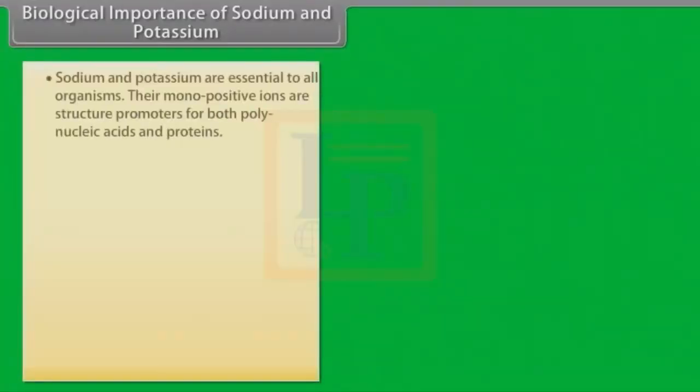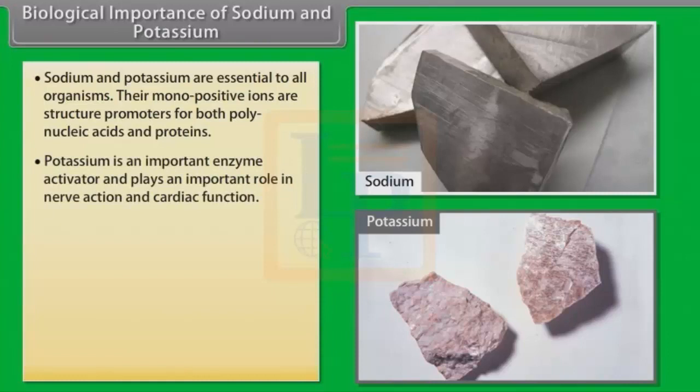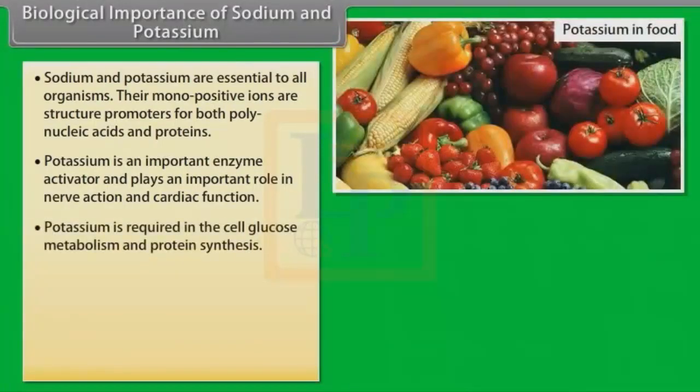Biological importance of sodium and potassium. Sodium and potassium are essential to all organisms. Their monopositive ions are structure promoters for both polynucleic acids and proteins. Potassium is an important enzyme activator and plays an important role in nerve action and cardiac function. Potassium is required in cell glucose metabolism and protein synthesis.